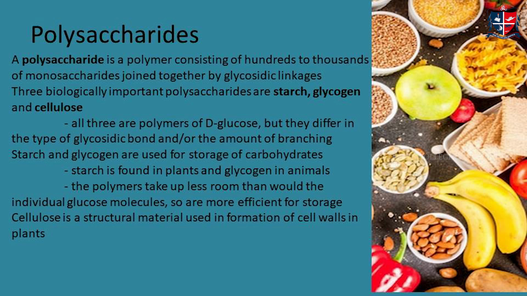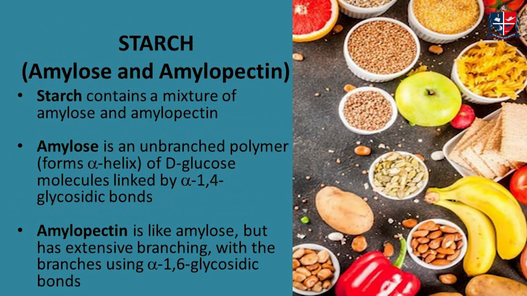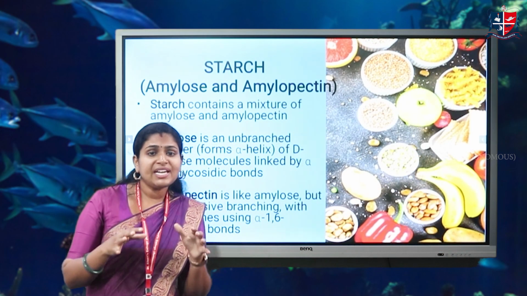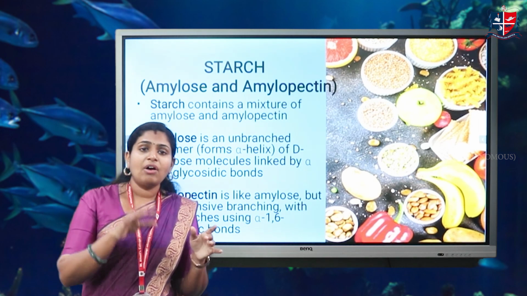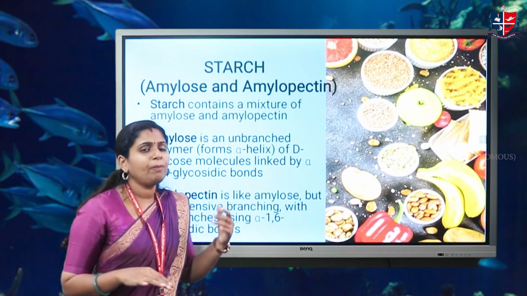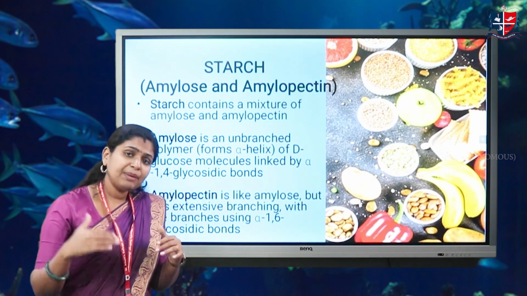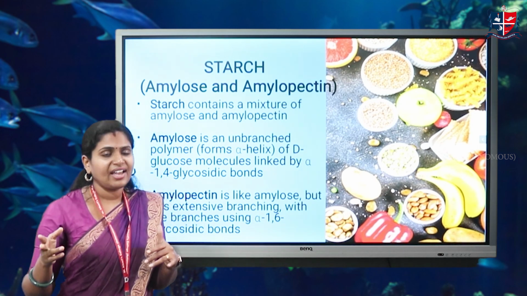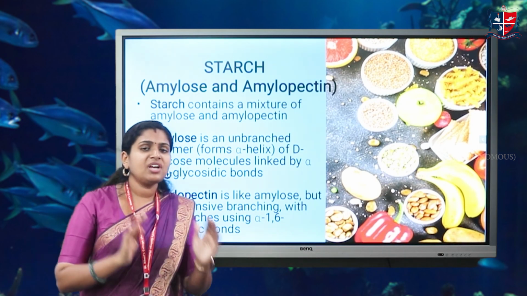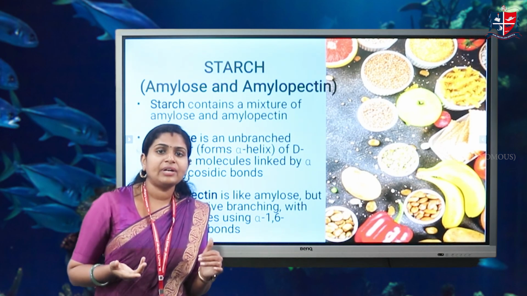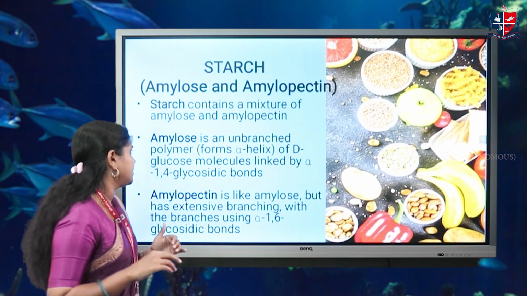Starch is a combination of amylose and amylopectin, and it contains a mixture of both. Amylose means the bond formation is alpha 1,4, so we can never see branches, but in the case of amylopectin we can see branches, and that type of amylopectin is formed by alpha 1,6 glycosidic bonds. Therefore, in starch we can see two bonds, alpha 1,4 glycosidic bond and alpha 1,6 glycosidic bond.